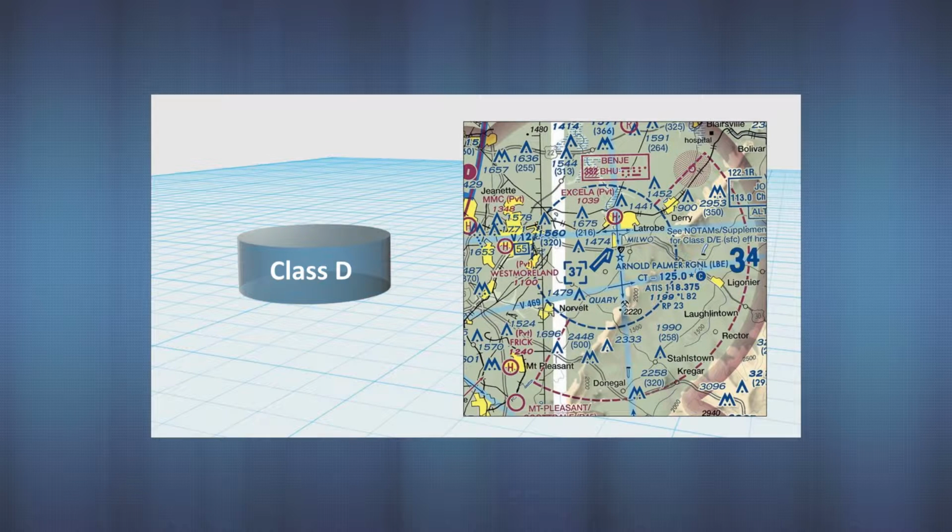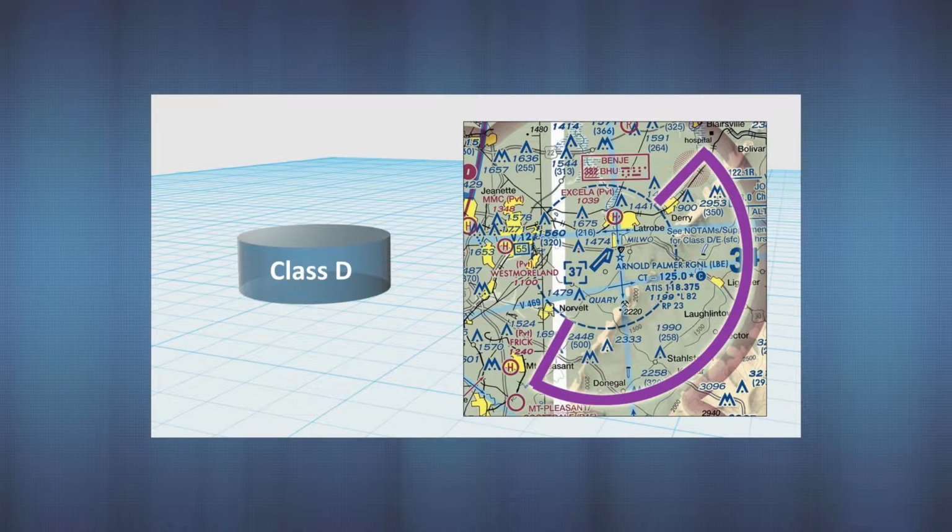The top of Class D is specified inside of brackets in hundreds of feet MSL. In this example, the Class D extends from the surface up to 3,700 feet above sea level. Field elevation is right at 1,200 feet, so the Class D extends 2,500 feet above the ground.